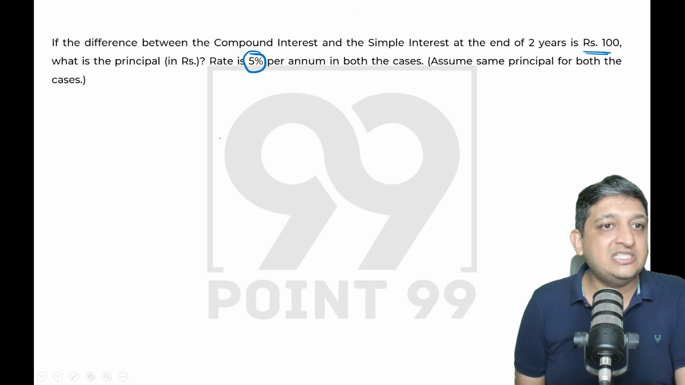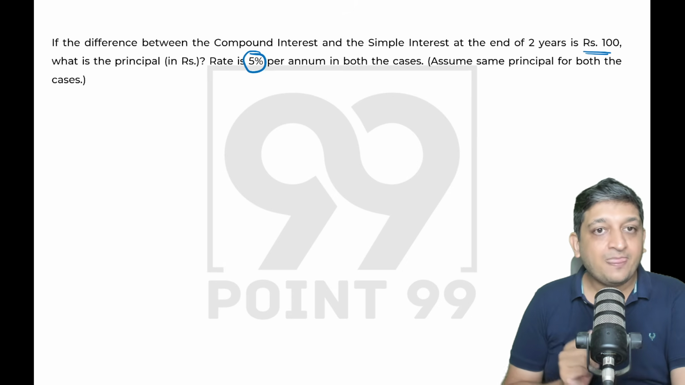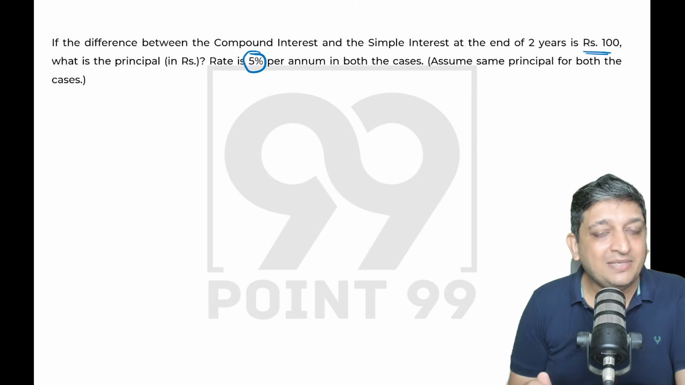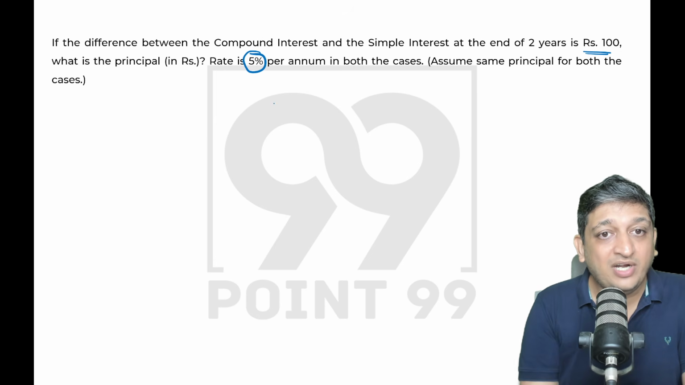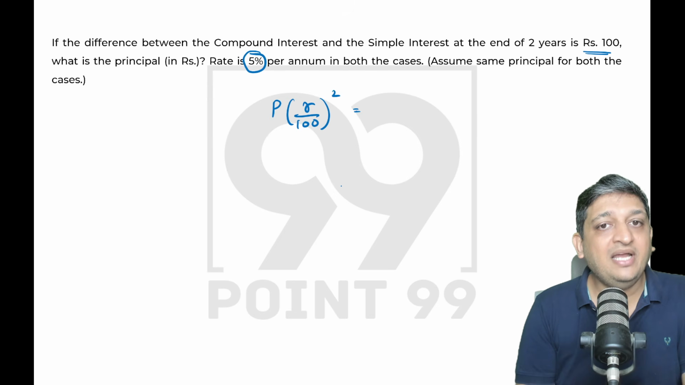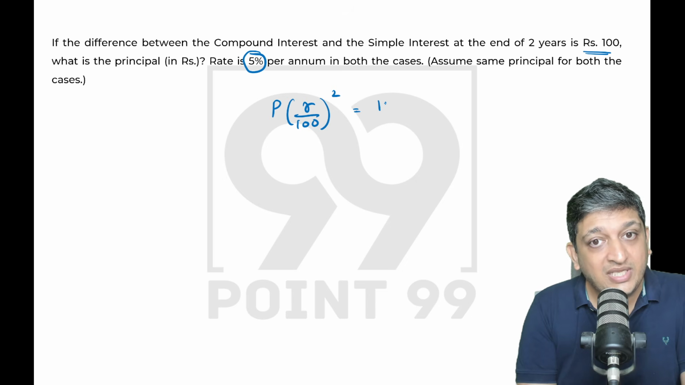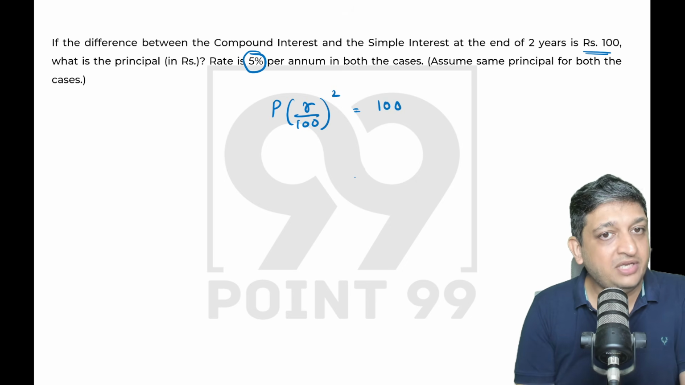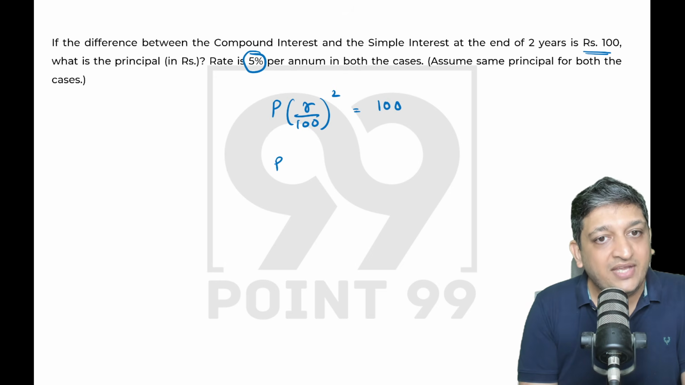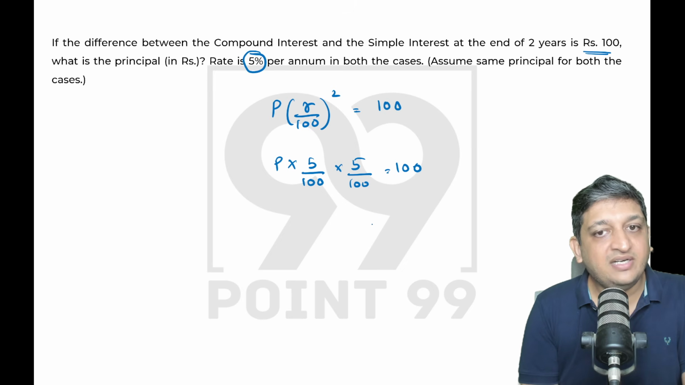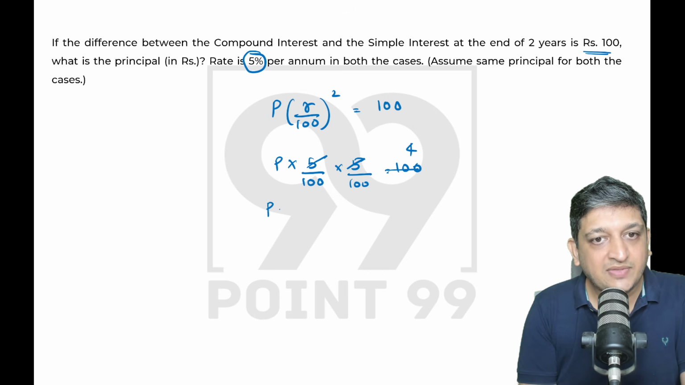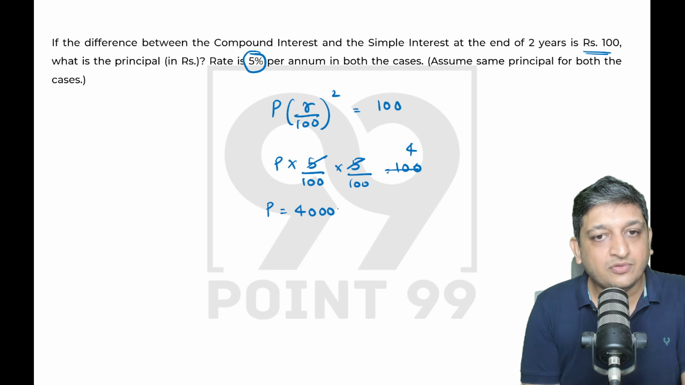We have to assume that the principal is also the same in both the cases. So rate of interest is 5% per annum. We know that for 2 years, what exactly is going to be the difference between the SI and the CI? It is P into R by 100 the whole square. Now we know that the difference is 100 rupees according to the question. We also know that R is 5. So we can basically say that P into 5 by 100 into 5 by 100 will be equal to 100 itself. So we can just cancel out 25, 4s are 100, and that's why we'll get the principal as 40,000 rupees.